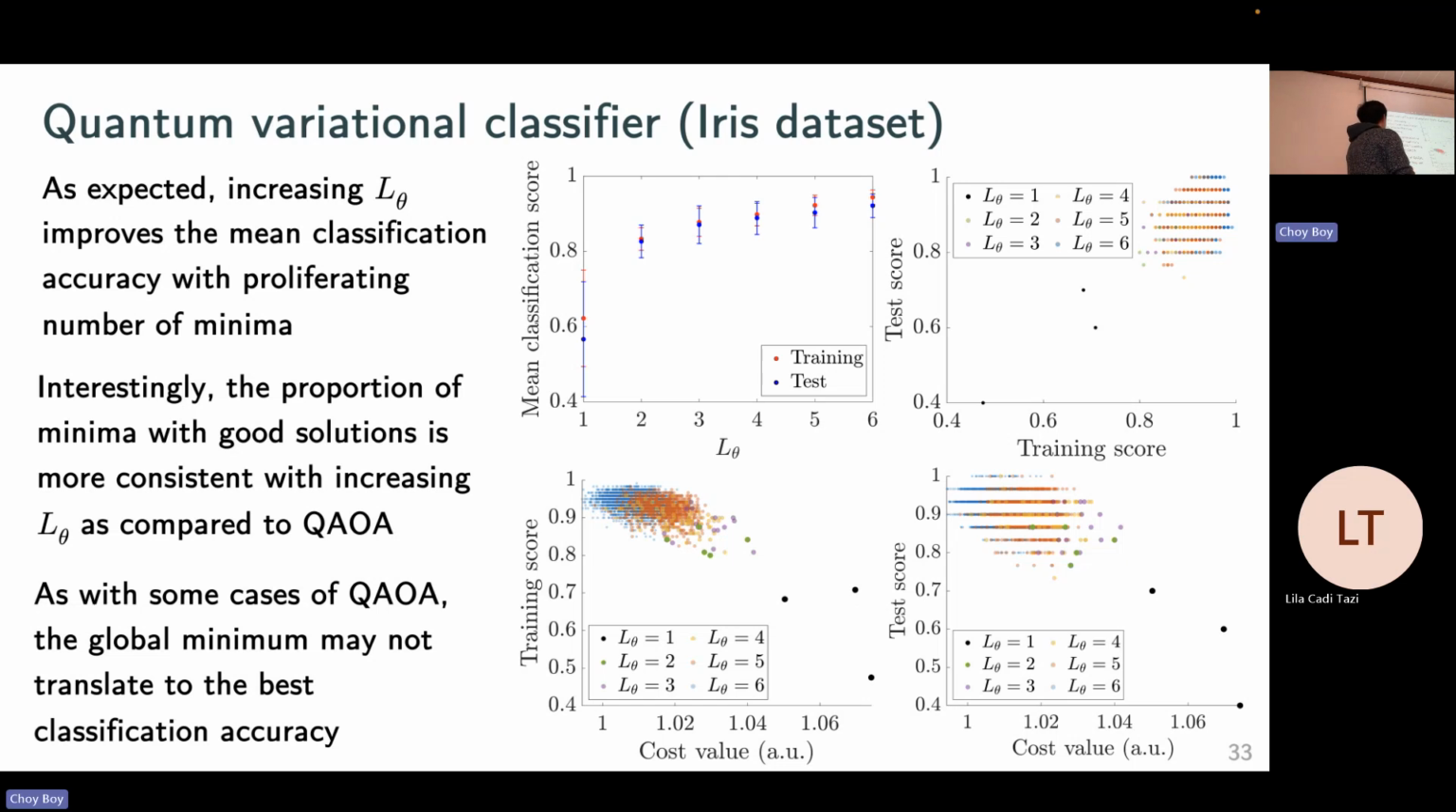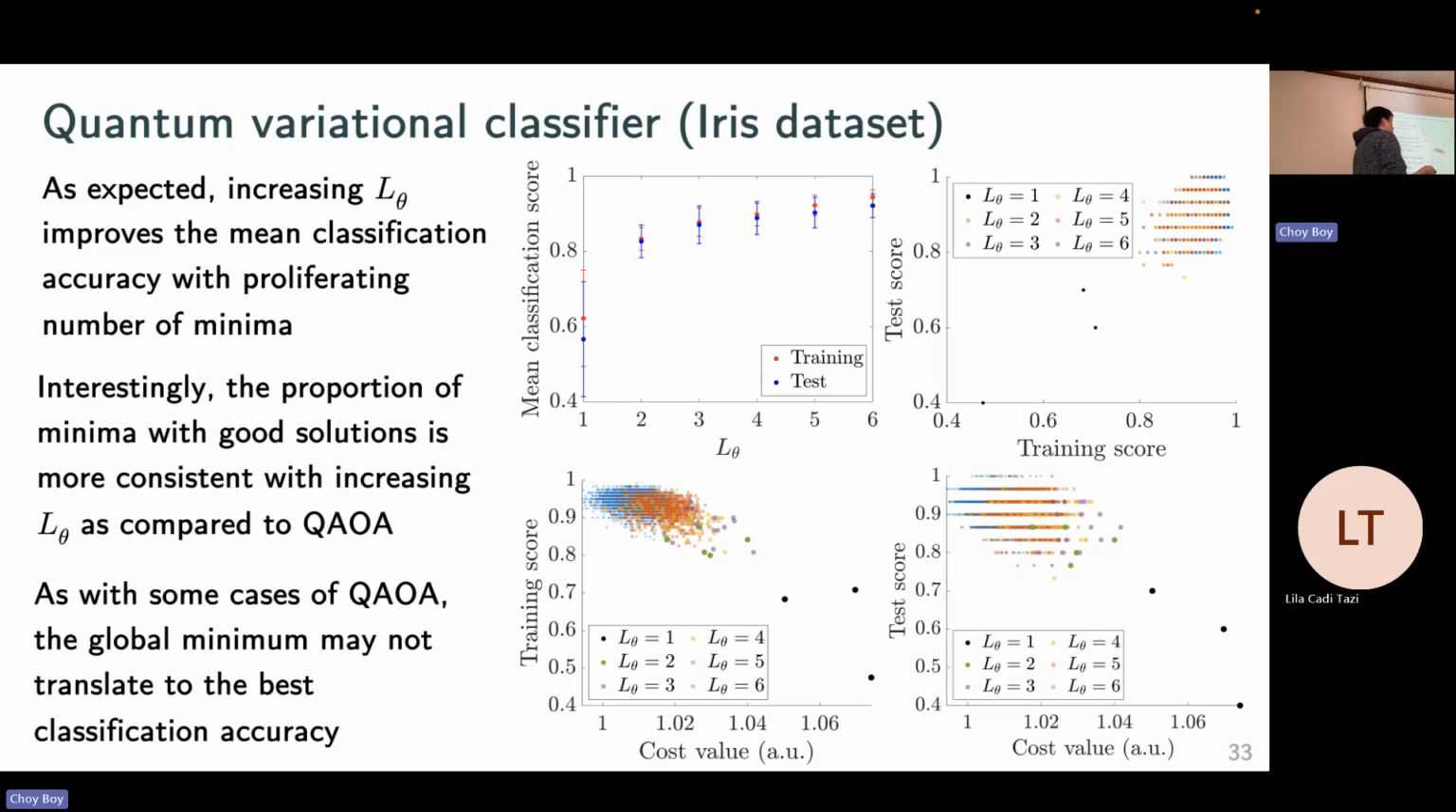And also the fact that the global minimum does not correspond to the best classification accuracy, which is very similar to what we get with QAOA. And we can use this information to find the minimum number of layers to reach a good solution, a good score, for example.